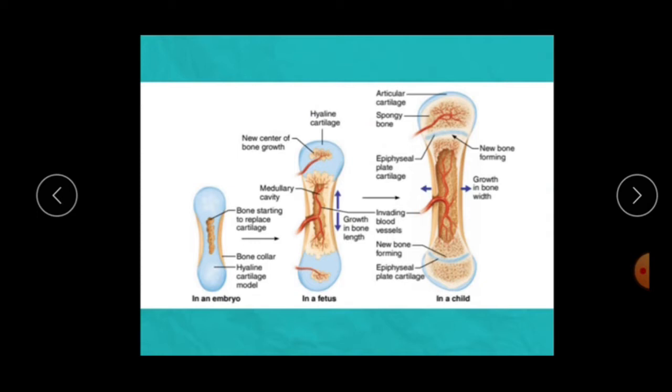Embryo, it is filled with hyaline cartilage. Then, sa fetus naman, nagkakaroon na siya ng paunti-unting bone. Nagkakaroon na rin siya ng medullary cavity. And sa child na, meron tayong articular cartilage and epithelial plate. Babanggitin ko kung ano yan mamaya. And nag-growth na siya in width. In fetus, length. Sa child naman, width naman.